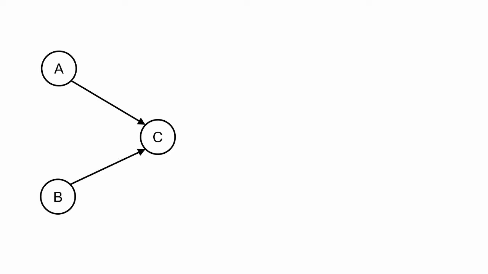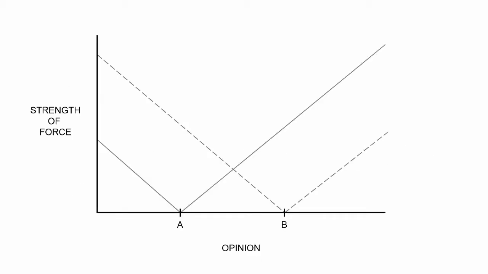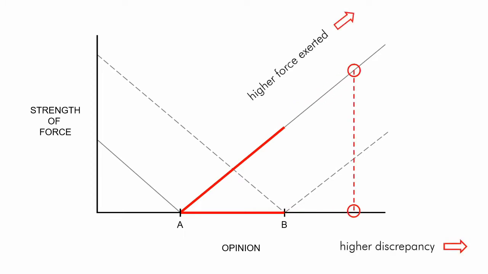Generally, we are going to assume that the updated opinion, or the opinion at time unit n, is going to be the arithmetic mean of all input opinions and the agent itself. So in this case, Cn would be equal to 1/3 times An-1 plus Bn-1 plus Cn-1. Again, for simplicity, we are going to assume that this is a proportional relationship. So the force that can be exerted and the discrepancy between opinions are proportional to each other. That means the higher the discrepancy between the agents, the higher the force exerted.